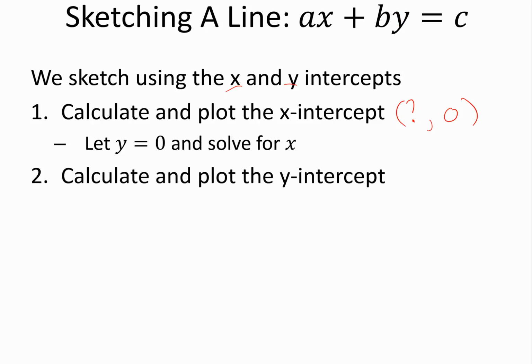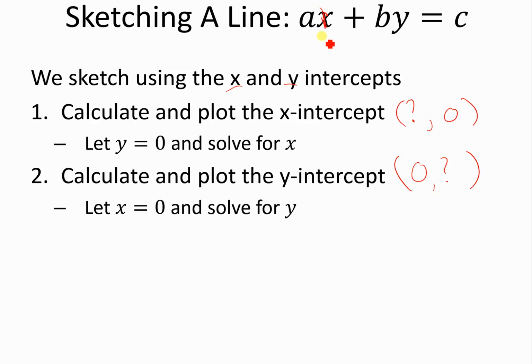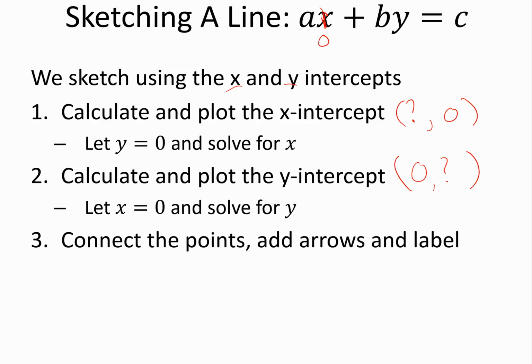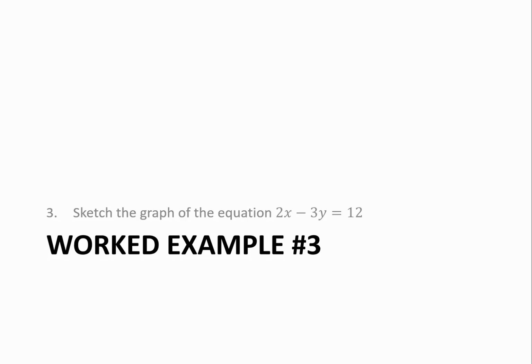Then we're going to do the same for the y-intercept. With the y-intercept, we know that x must be 0. So we'll let x equal 0, again, in our original equation, and solve for y, using the CAS or by hand. Once we've plotted those 2 points, our x-intercept and our y-intercept, connect them, add arrows, and label, just as we've done before. Check out the example, come back when you're finished.